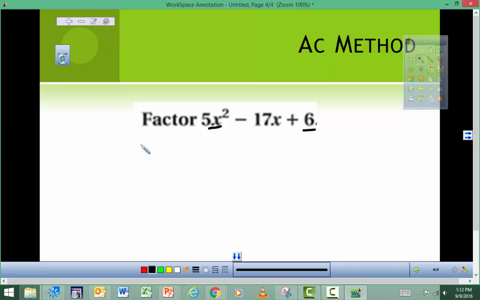Alright, so when we're factoring this, we need 4 numbers to figure out. Which one are you doing? This one. The AC method? Oh, no, I'm going to do the guess and check method.